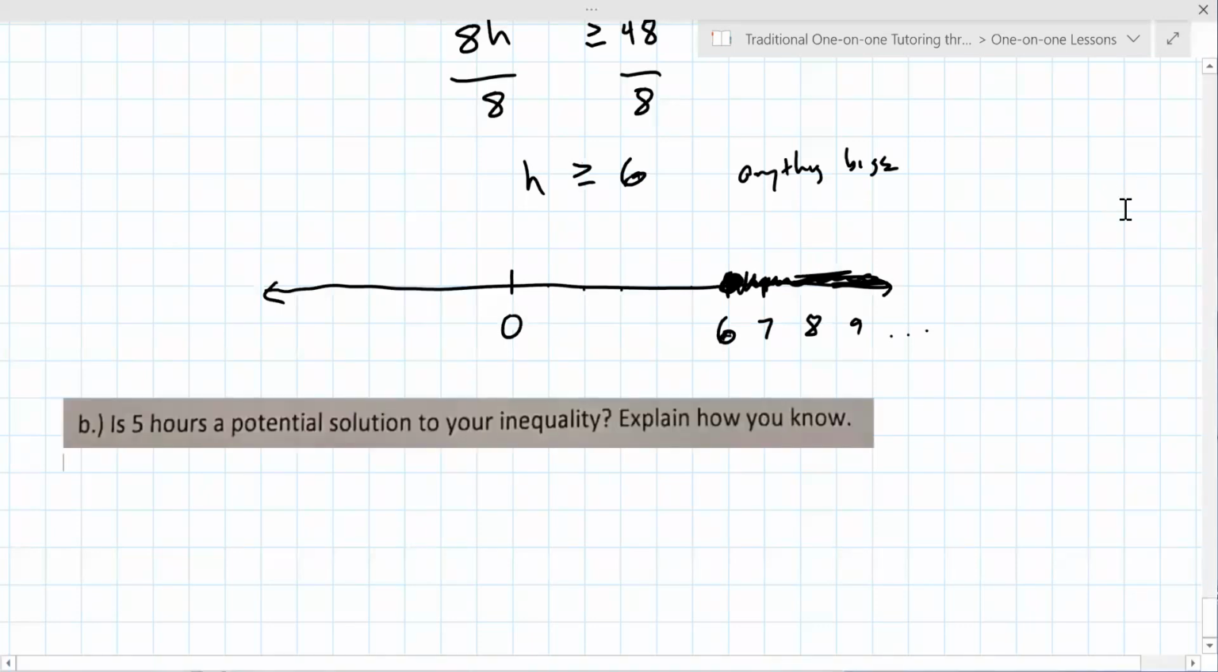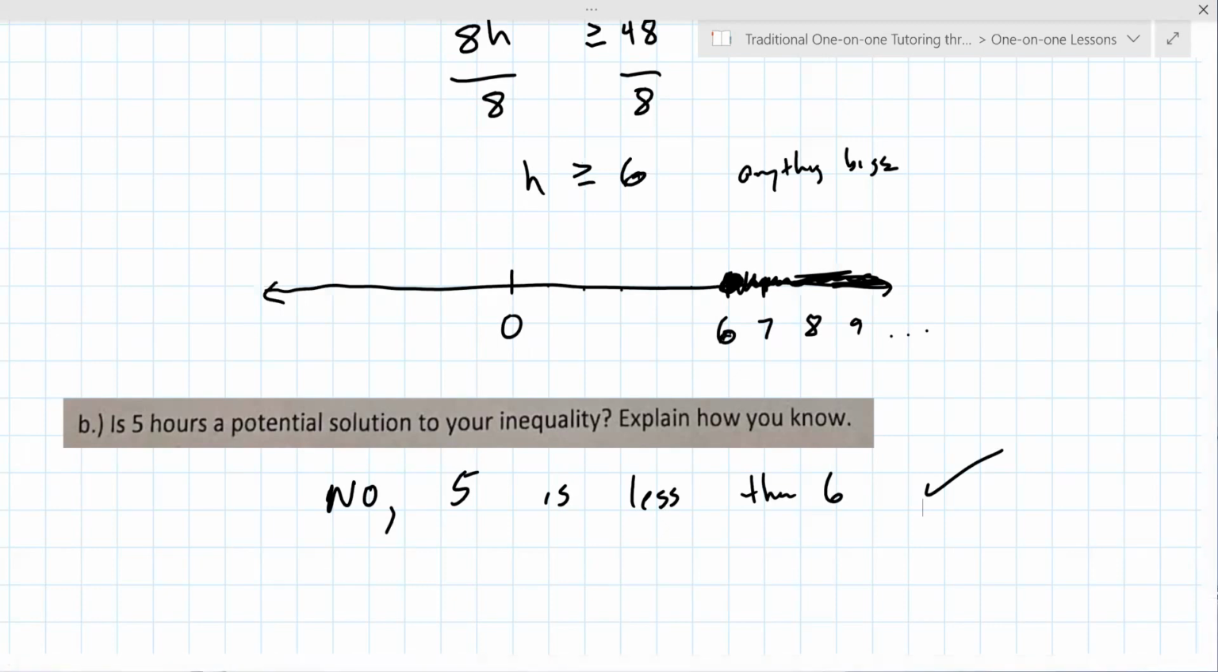Well, part B says, is 5 okay? No. I agree. So how do you know? They're looking for words like less than, greater than. What kind of words could you use? 5 is less than 6. Yeah. Great. This makes sense now. Awesome. I definitely could do really good now on the tests and stuff with this.